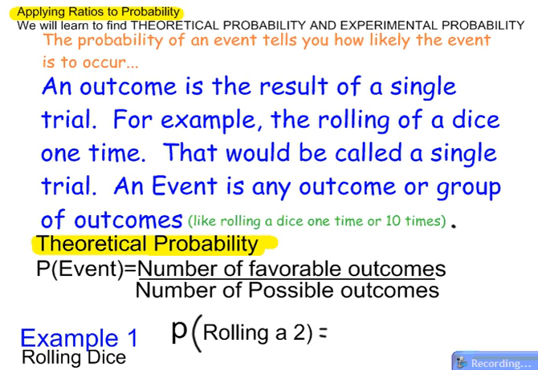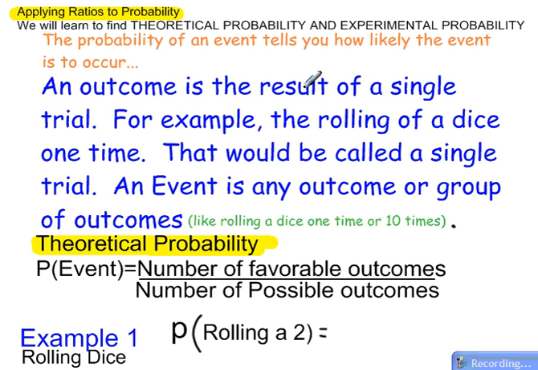Today, we're going to be applying ratios to probability. Short and sweet little lesson. We will learn how to find theoretical probability and experimental probability. The probability of an event tells you how likely the event is to occur. Probability: what is the chance that this thing, this event, will actually happen?